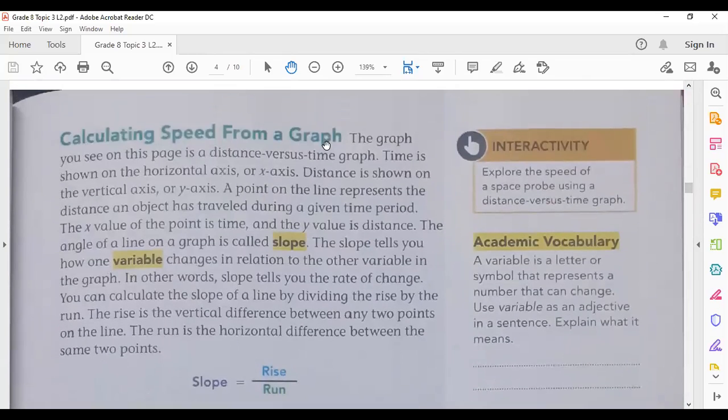The graph you see on this page is a distance versus time graph. This graph shows distance versus time. And as you know, we need two things to calculate the speed: the distance and time. Okay, look at this graph again.